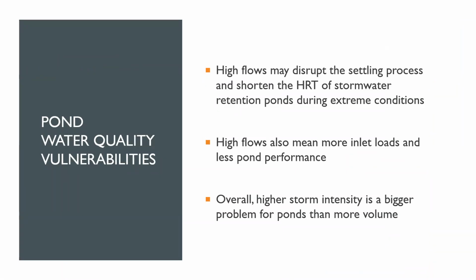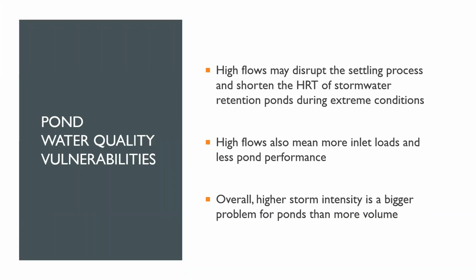On the water quality side for ponds, focusing mostly on our wet ponds, since the dry ponds don't offer too much in the way of water quality as it is. Basically, when it comes to extreme events and climate change, the high flows with these really intense events can really disrupt the settling processes in these ponds, especially the shallower stormwater ponds. They kick up a lot of that sediment and remobilize what has settled at the bottom, creating that resuspension so that it can leach out. So it shortens the hydraulic residence time within the ponds during those extreme conditions.